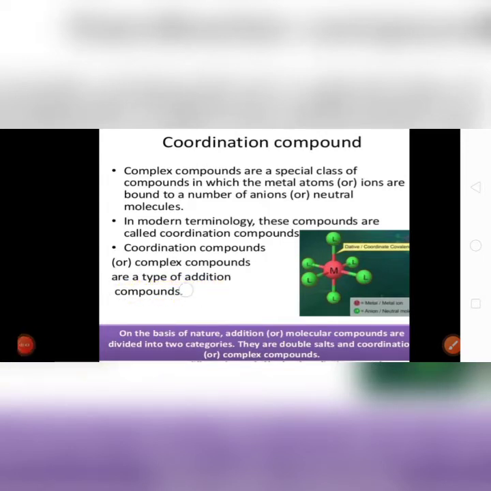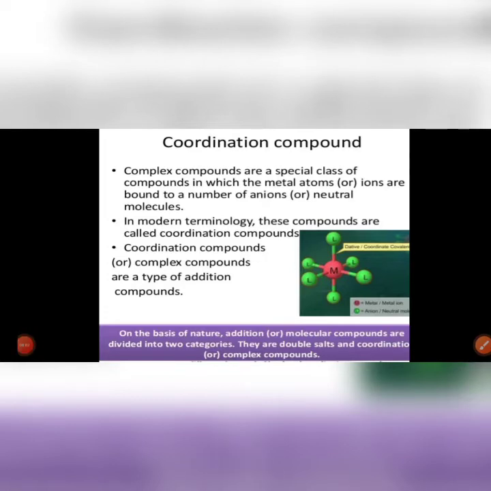So what do we mean by addition compounds? Basically, compounds which contain two or more simple compounds that can be packed in a definite ratio into a crystal lattice are termed addition compounds. And these addition compounds are of two types. One is the double salt and the other is the coordination compound. So let us understand these addition compounds in more detail.